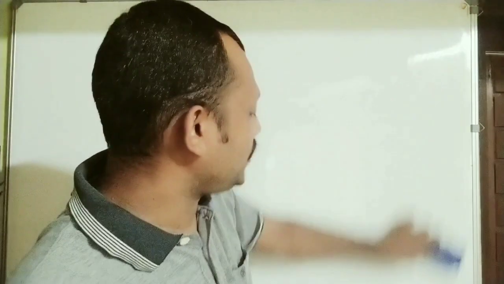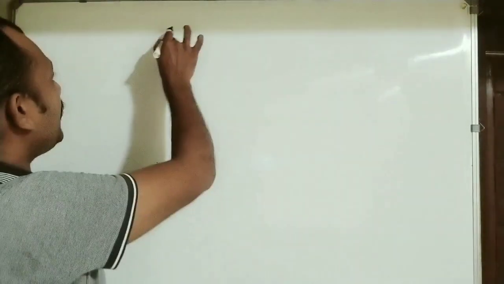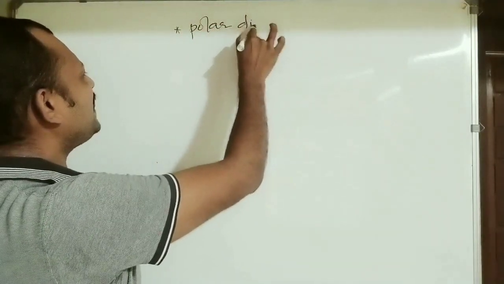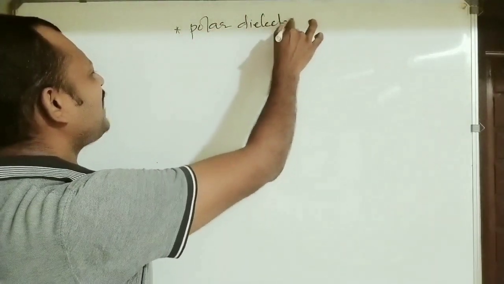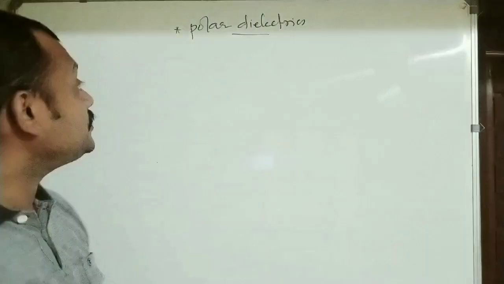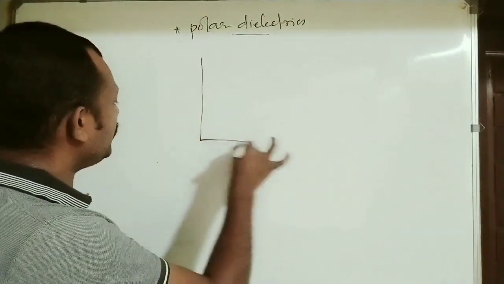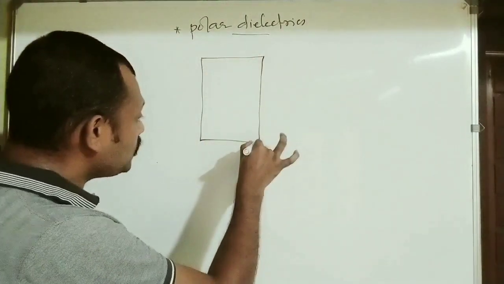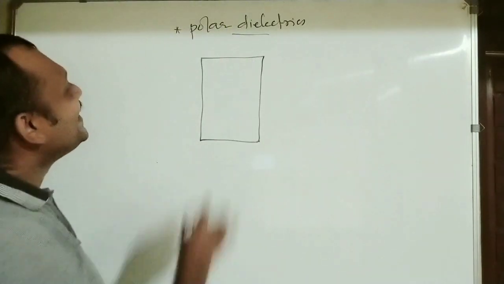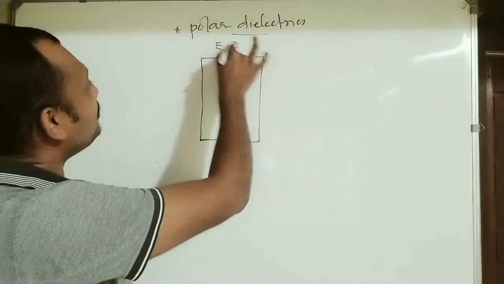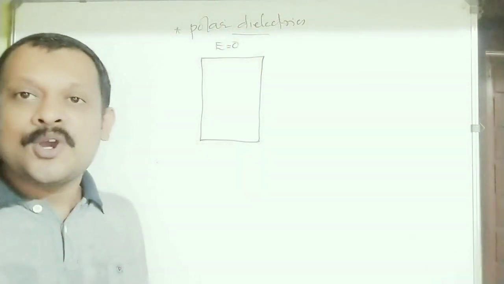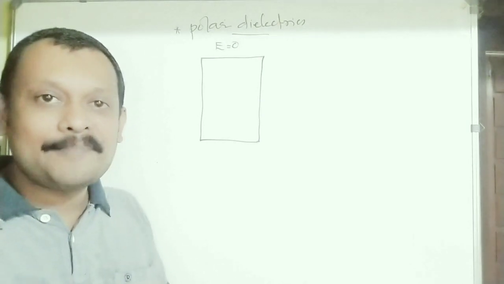Okay, let us take the next idea. Polar dielectrics. So what are polar dielectrics again? These are dielectrics whose molecules have a permanent dipole moment. Let us consider a small volume of a polar dielectric here, in the absence of an external field. Polar dielectrics are dielectrics whose molecules have a permanent dipole moment.